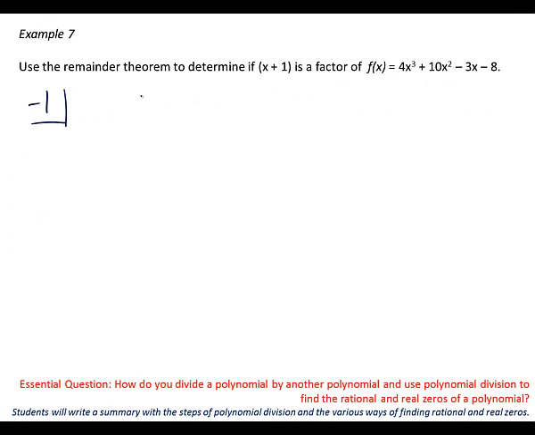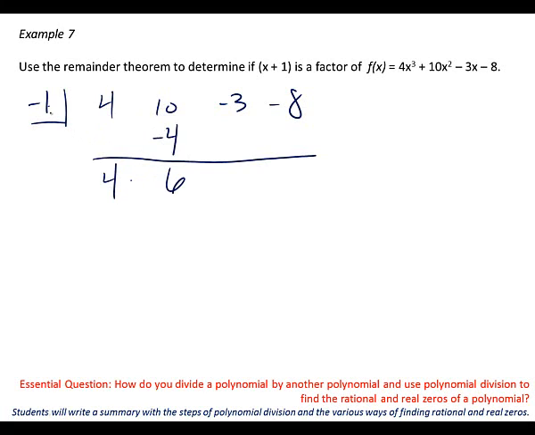All right, what are we going to use as our coefficients for synthetic? 4, 10, -3, -8. Good, there weren't any holes or anything goofy. There's no weird radicals this time. What do we do with the first 4? Drop it. Good. So -1 times 4 is? Good. 10 minus 4 is? 6. -1 times 6 is? Good. -3 and -6 are? Good. -1 times -9 is? 9. -8 and 9 is?